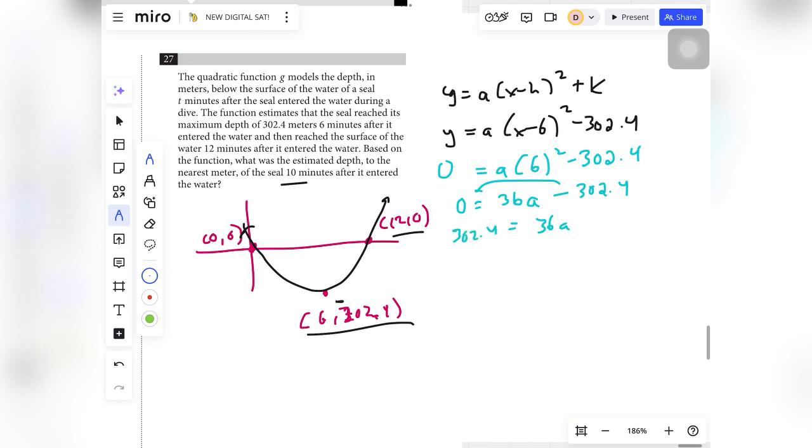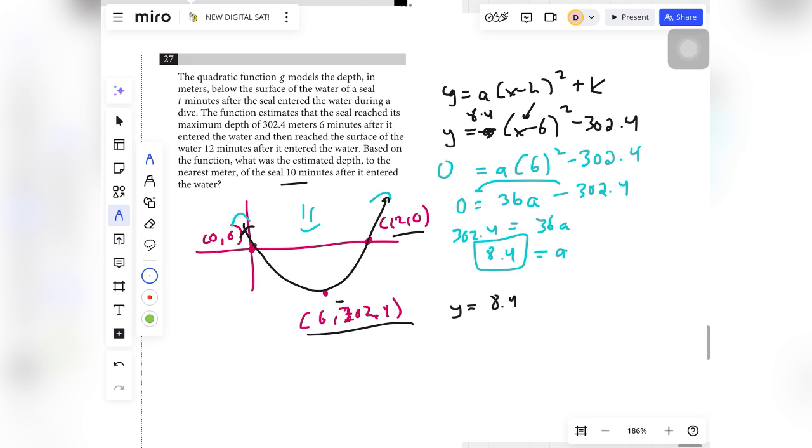36a equals 302.4. I'll divide both sides by 36. I'll get that a is equal to 8.4. Now I can plug that value back in, and I'm going to make sure that a is positive because the parabola opens upward. That's a really good sign. If it opens downward, we get a negative a, a frowny face.